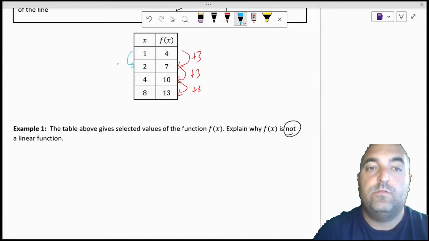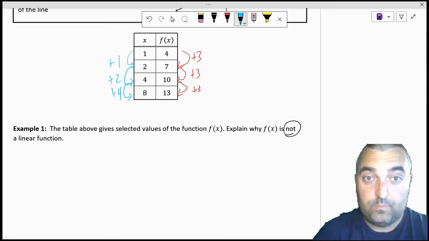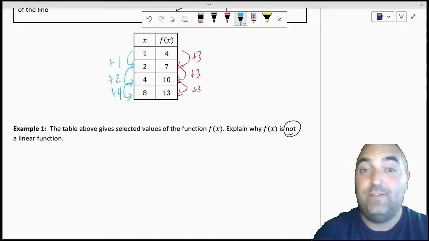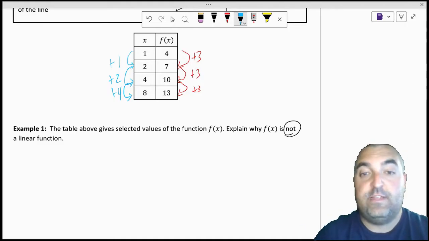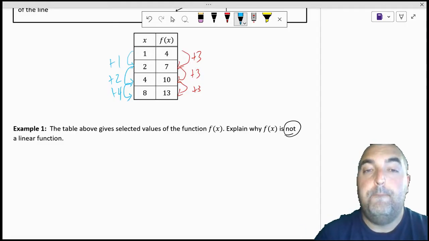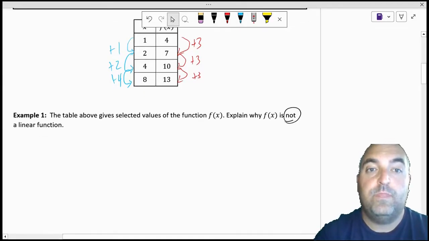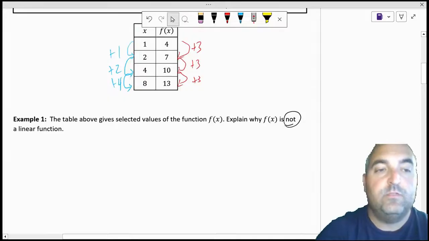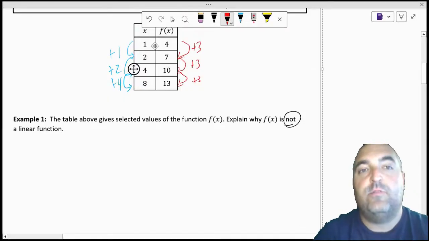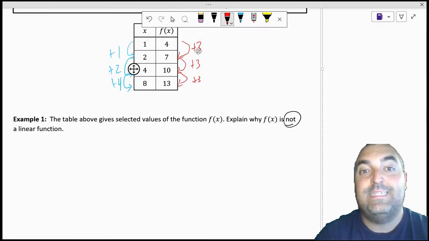But when I go to the x's, I add 1 from one point to the next. I would add 2, and then I add 4. Now that is not constant. So they're not both constant, which actually right there tells us it's not linear. But we also can show it using our slopes, okay? I guess I should also point out, this only shows us that it's not linear because they're both not constant.